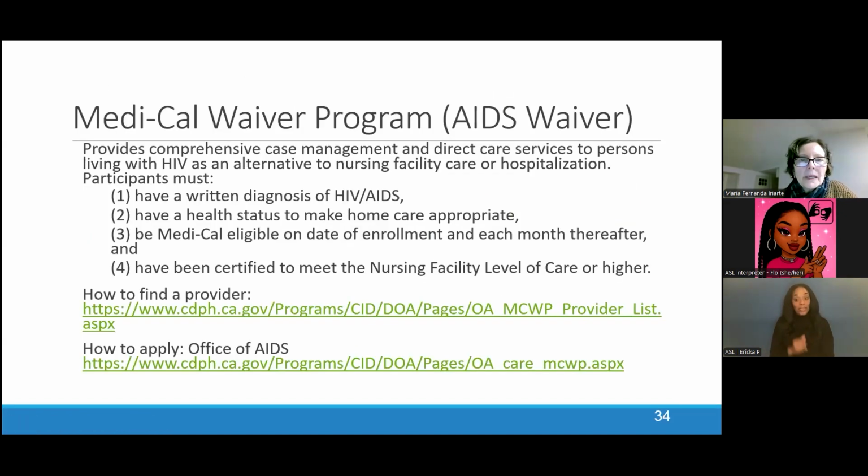And lastly, the Medi-Cal Waiver Program, formerly known as the AIDS Waiver, provides comprehensive case management and other services that you can find in Appendix C of that waiver. And you've got to have a written diagnosis of HIV/AIDS. You've got to be healthy enough to be able to receive care at home. And of course, you've got to meet one of the levels of care in that waiver. And I've got a link here to finding providers. And where do you apply? You apply through the Office of AIDS.